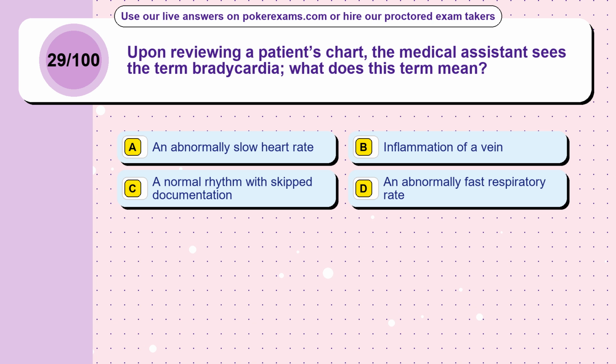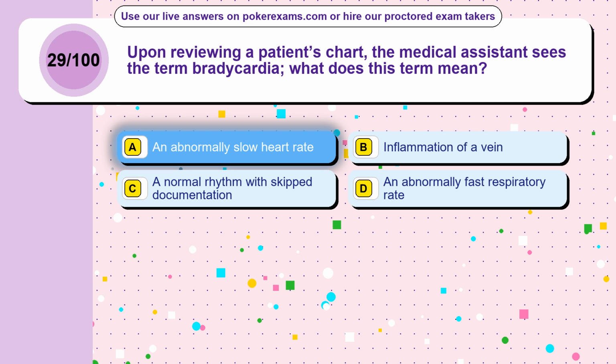Question 29. Upon reviewing a patient's chart, the medical assistant sees the term bradycardia. What does this term mean? Option A. An abnormally slow heart rate. Option B. Inflammation of a vein. Option C. A normal rhythm with skipped documentation. Option D. An abnormally fast respiratory rate. The correct answer is option A.